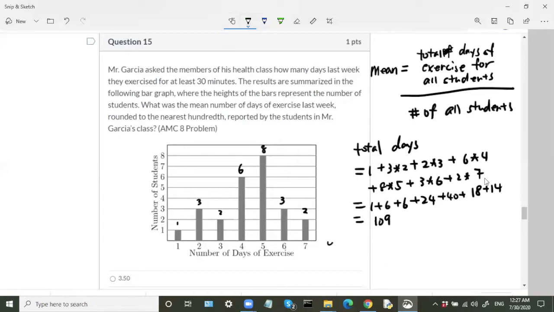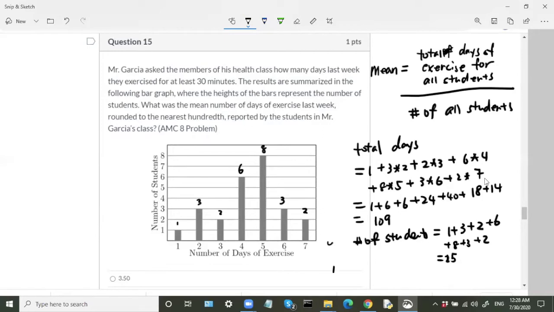Okay, so how many students do we have, right? The number of students equals 1 plus these numbers. We need to add these. So this is 1 student, 3 students, right? 1 plus 3 plus 2 plus 6 plus 8 plus 3 plus 2. So then this is a 10, this is a 10, 15. Okay, 15. So then 25, sorry, this is 10, 10, 25.